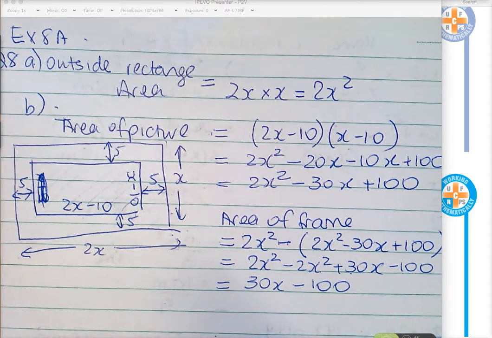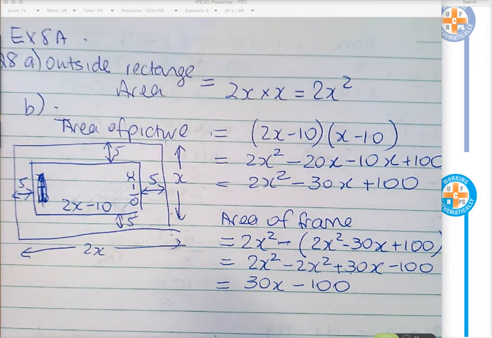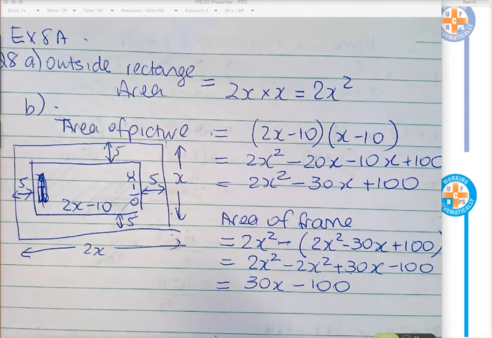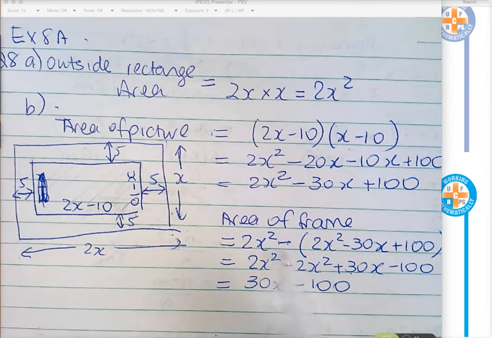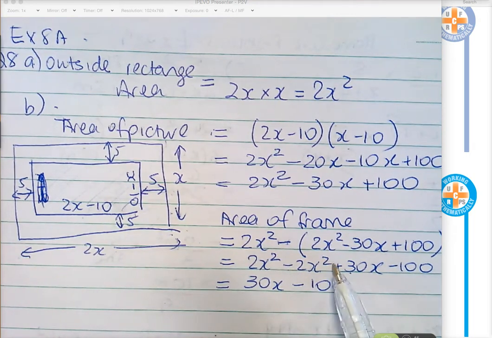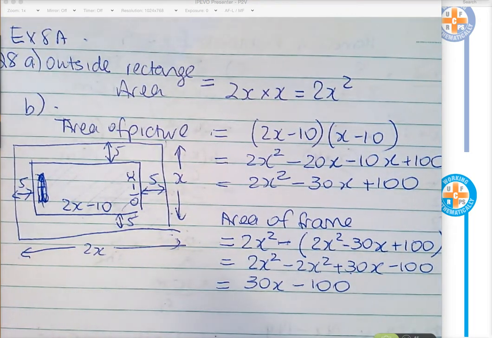Is it 0? No, it's 0x squared. It's like, what's 2x minus 2x? 0. Anything take away itself is 0. Something take away exactly the same thing is 0.